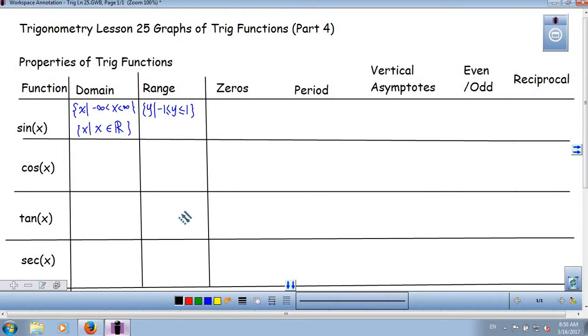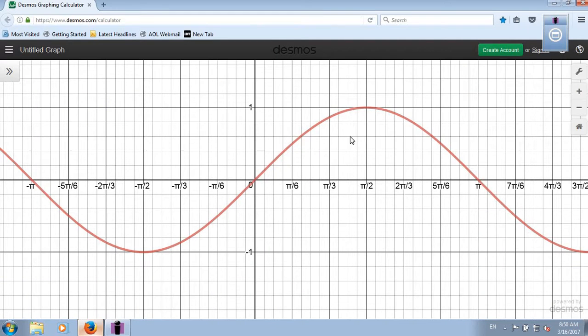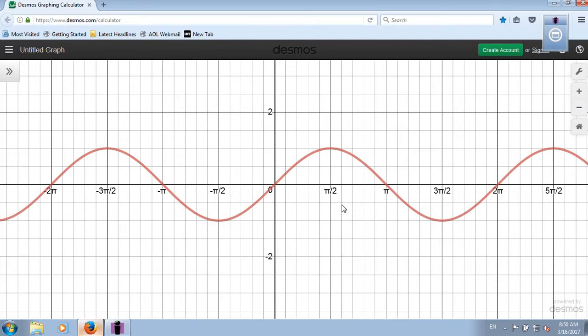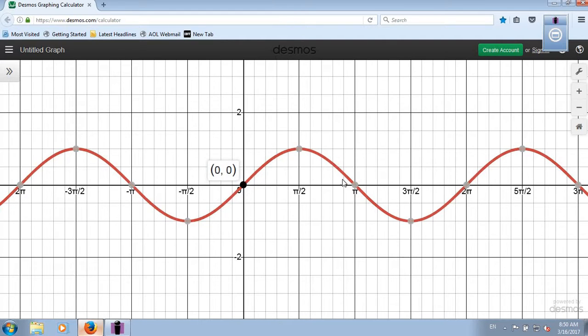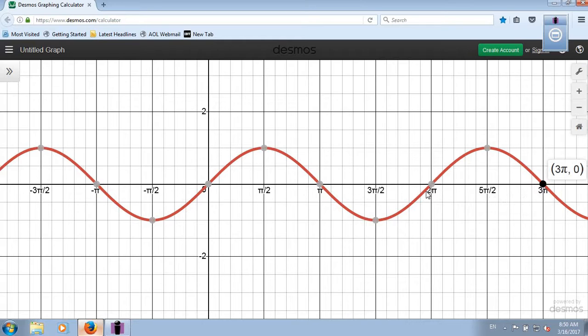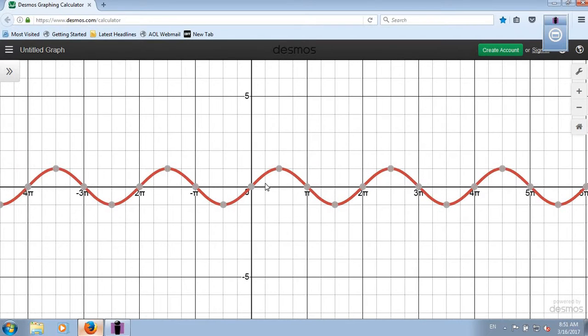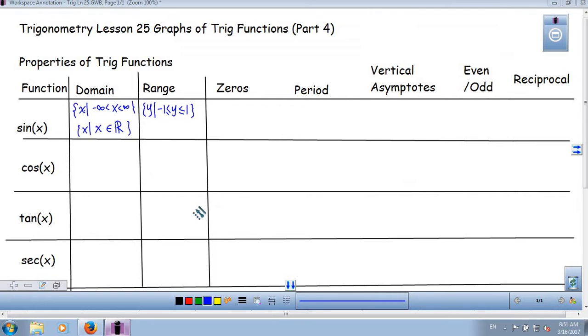All right, now let's look at the zeros. What do I mean by zeros? Zeros means the x-intercepts. Let's look at the pattern. The first x-intercept is 0, the next one is pi, the next one is 2 pi, the next one is 3 pi. So it repeats every pi, starting with 0. Because there are an infinite number of x-intercepts for sine functions, we cannot list them all separately, so we're going to write them in an equation form.